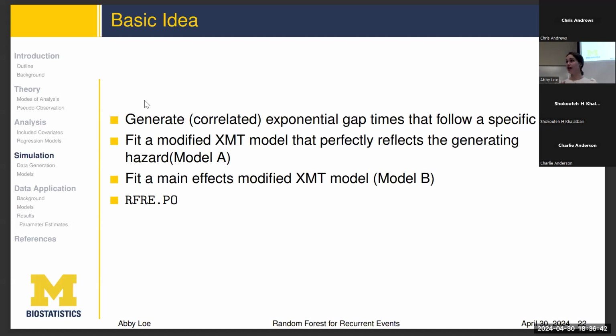We're going to fit a modified XMT model, the model that we fit with GEE that perfectly reflects our generating hazard. So that's your God model, you know exactly how your covariates relate to your outcome, and that is the best we're going to be able to do in this situation. We're going to fit a main effects modified XMT model, model B, where you're just doing the best that you can with this data. This is how you think the data works. This might be what you take a first stab at if you're given the data to model as a statistical analyst. Then we're also going to fit our random forest pseudo observation.